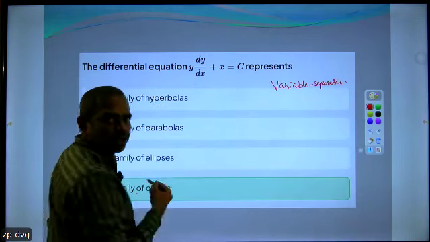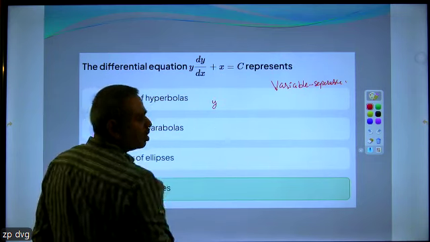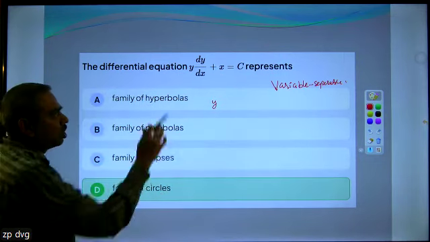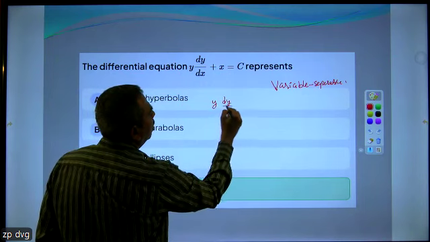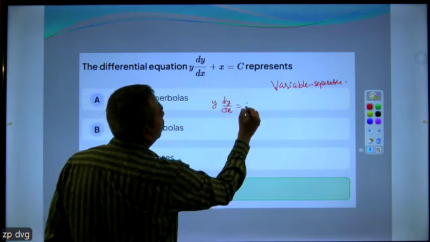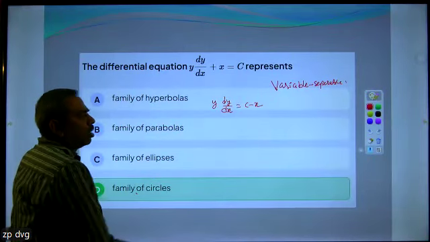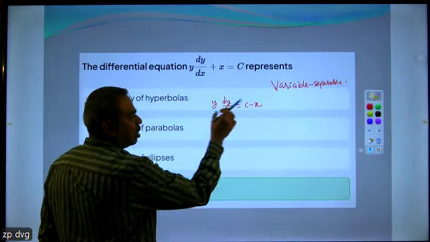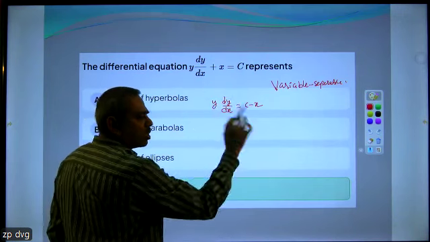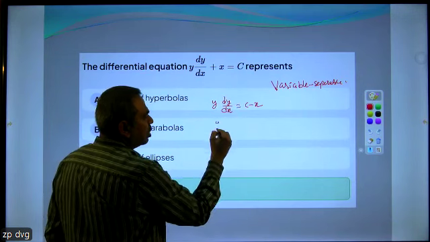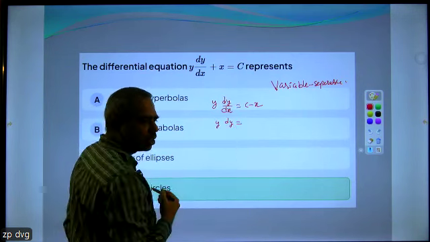So just take this question: y into dy by dx plus x is equal to c. Let us do one thing. Take x to the right hand side. So it is y into dy by dx is equal to c minus x. Is it clear? Now here completely x terms are there, and here completely y terms are there. Now y terms are on one side, so see here y into dy is there, so y into dy is equal to, and here completely y representations are there.